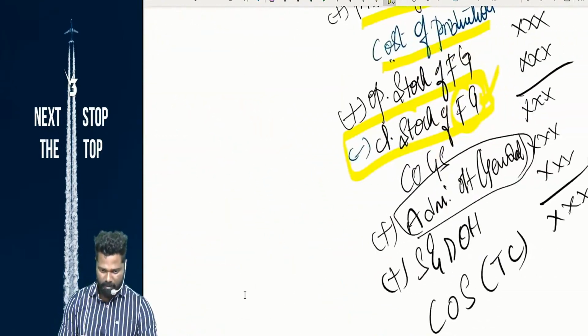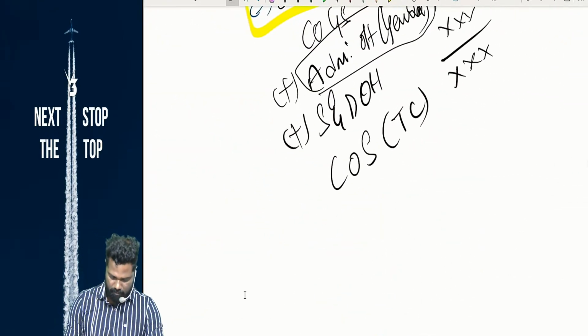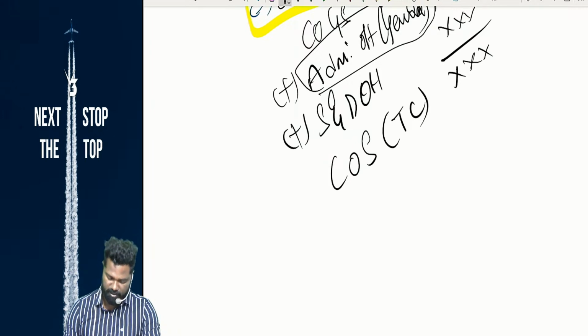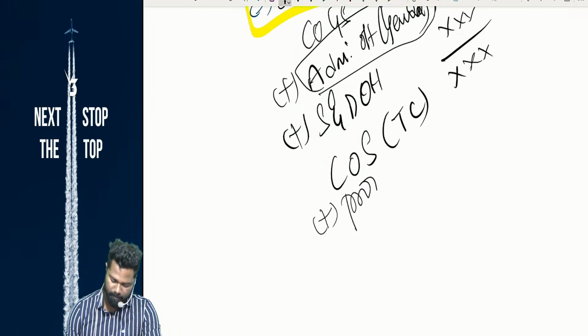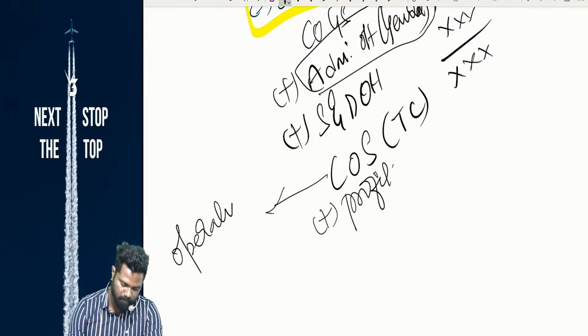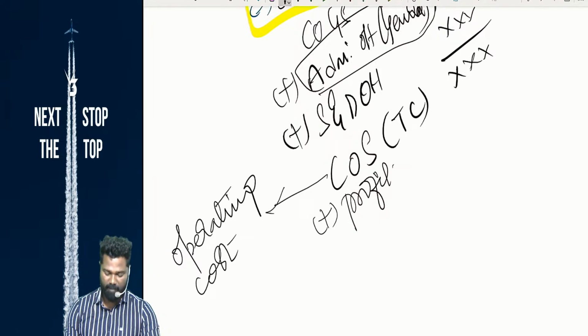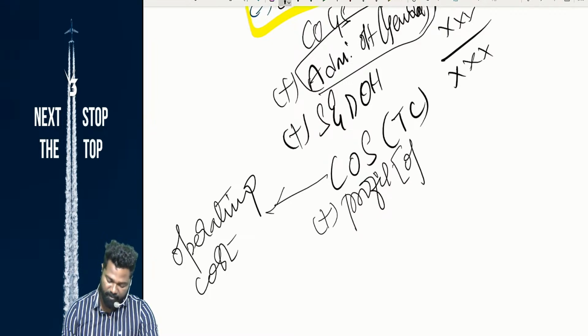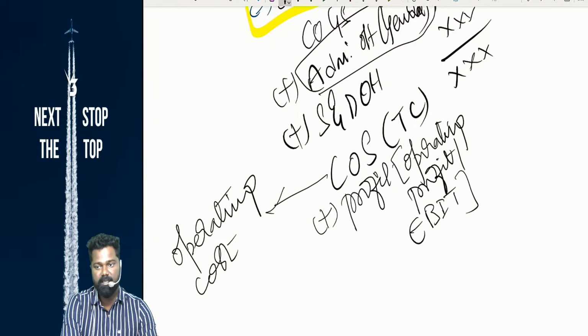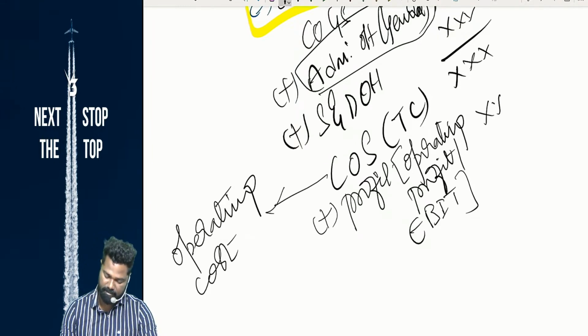Chalo, come up to here. This is called as what? Cost of sales, called as total cost. Add up what? Profit. Can I call it operating cost? Okay, so profit. This is nothing but operating profit. Yes or no? This is nothing but operating profit, also called EBIT, earnings before interest and tax.